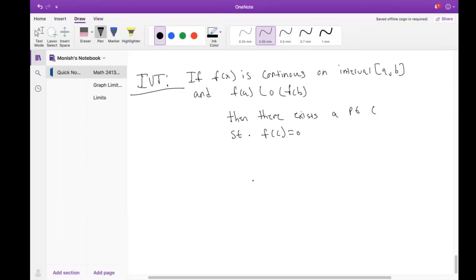If you want to think about it graphically, if I have just any continuous function, something like that, and this is continuous on interval a, b, f of a is right here, f of b is right here, there has to be a point f of c that's equal to 0 somewhere in the middle.